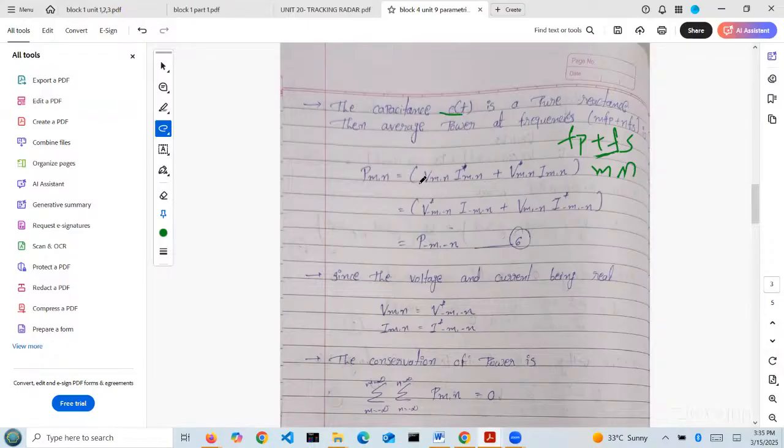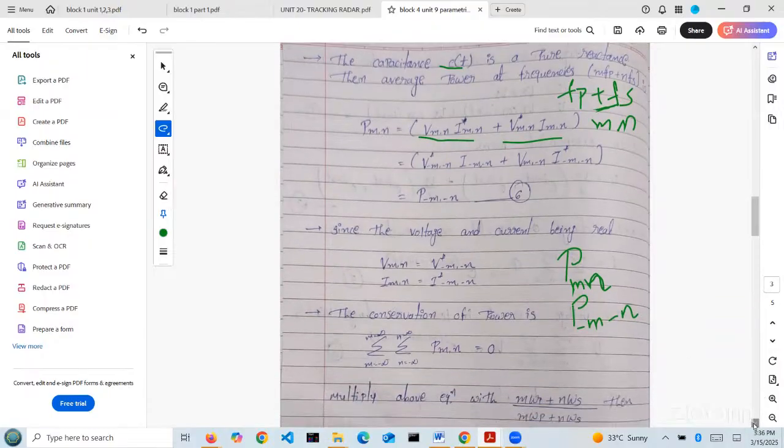Power equation, I am writing V I star, V star I, or I am writing in minuses. The first equation is in terms of plus, the second equation is in terms of minus. What is the difference here? In the first equation I wrote power for mn, only plus signs. In the next equation I wrote power in terms of P of minus m, another one is minus n.